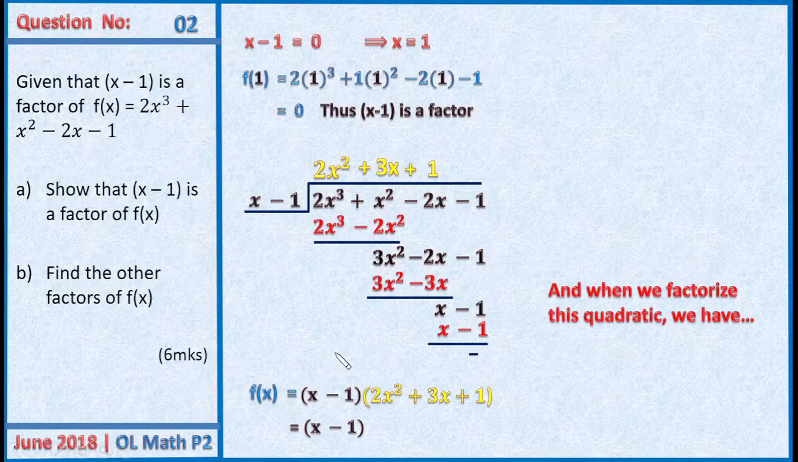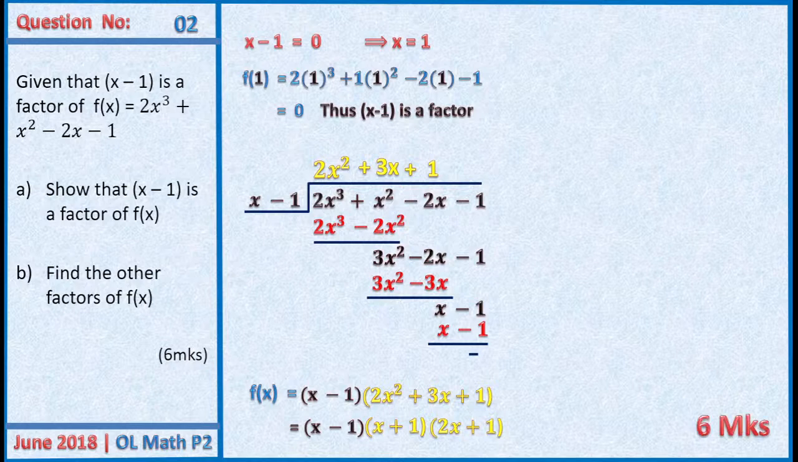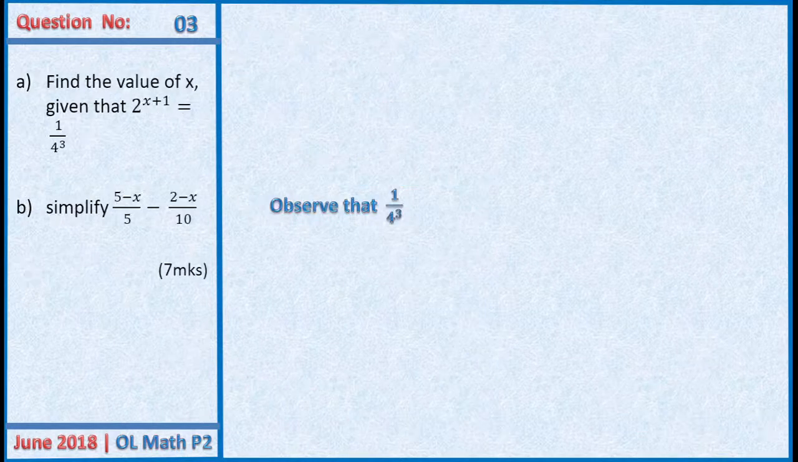All right. So now we move to the next question. The next question is question 3. Find the value of x given that 2 to the power x plus 1 equals 1 over 4 to the power 3. So what do we do to solve this one? Any ideas from you? Parents, any ideas?